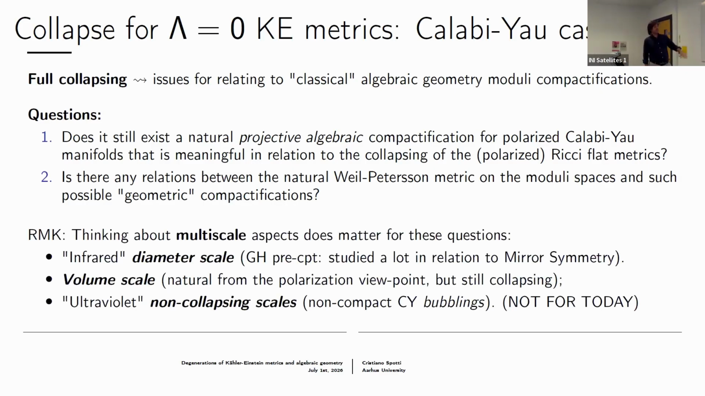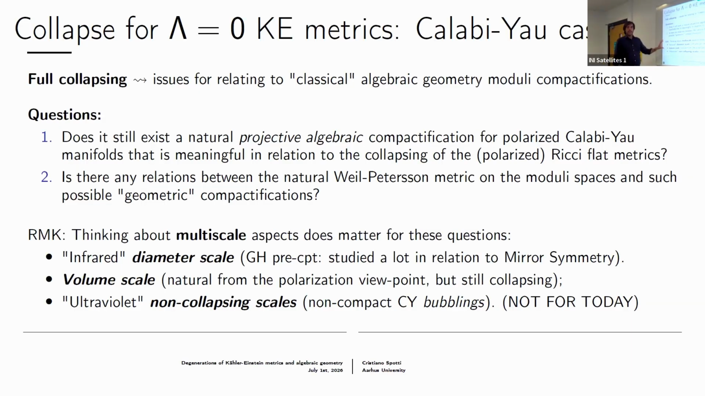In particular, if you want a projective algebraic compactification, one thing one can consider is the Weil-Petersson metric. Also here it is very explicit in such cases, and one can try to see if there is any relation between the distribution of the metric and some sort of projective type compactification in this situation.